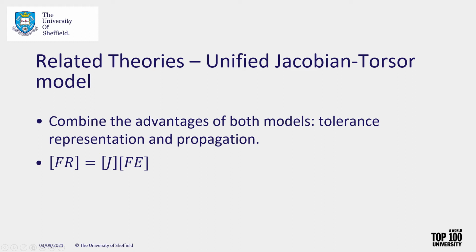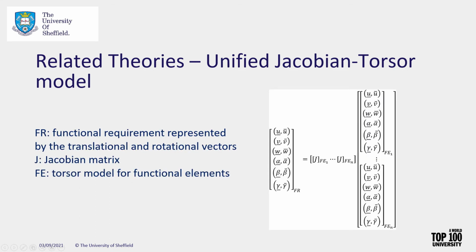The unified Jacobian-Torsor model is an innovative tolerance analysis method which uses the Jacobian matrix for tolerance propagation and uses the small displacement torsor for tolerance representation. Its construction combines the advantages of both methods. The relationship between Fe and Fr is shown. Fr means functional requirement, represented by the translational and rotational vector, and it's the result. J means Jacobian matrix. Fe means torsor model for functional elements.